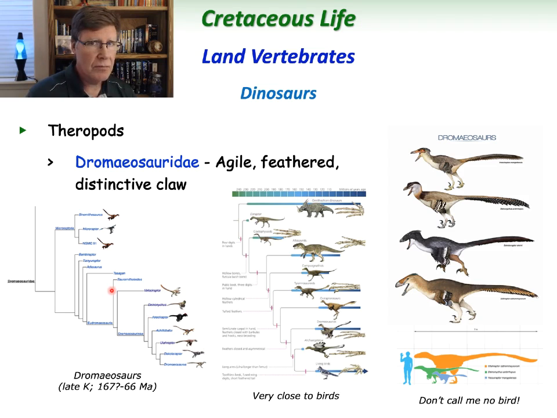They're all agile, bipedal theropods, had feathers, had the distinctive foot claw. They were dominant during the late Cretaceous up until the end, like Tyrannosaurus rex. They might have been around much earlier, actually into the Jurassic, but again, their dominance was in the Cretaceous.